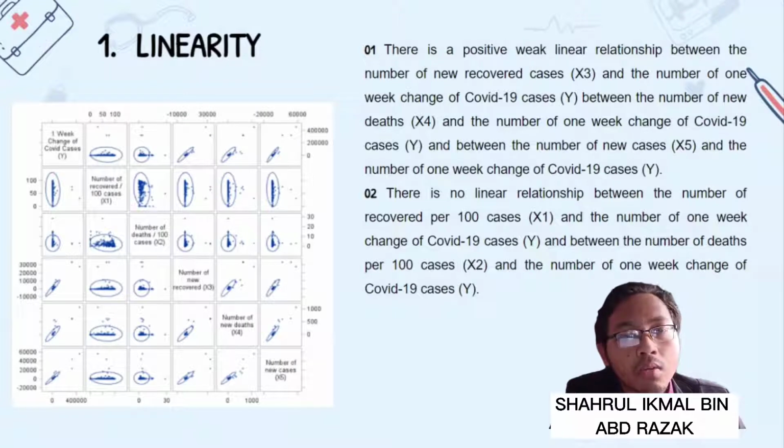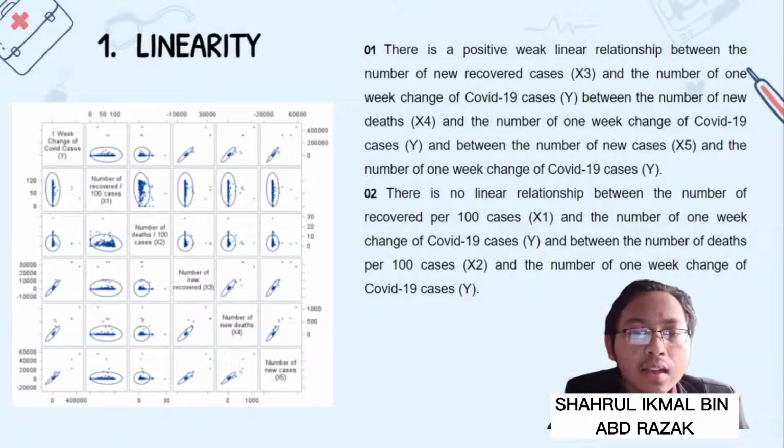Linearity. As we can observe from this scatter plot matrix, we can say that there is a positive weak linear relationship between the number of new recovered cases x3 and the number of 1-week change of COVID-19 cases y. There is a positive weak linear relationship between the number of new deaths x4 and the number of 1-week change of COVID-19 cases y. There is also a positive weak linear relationship between the number of new cases x5 and the number of 1-week change of COVID-19 cases y.